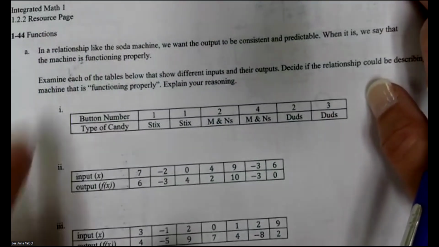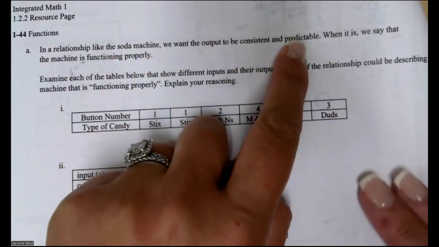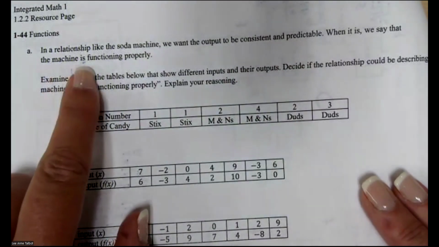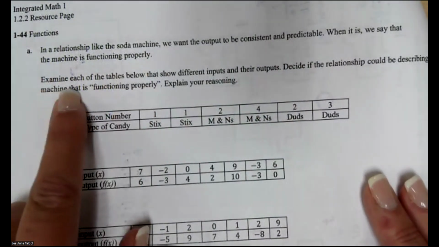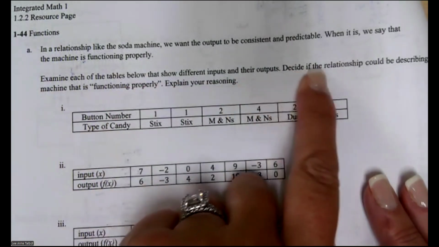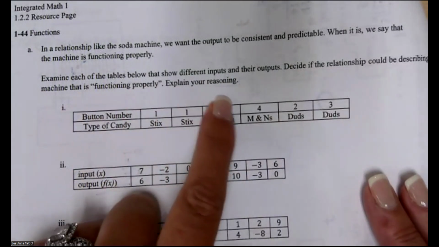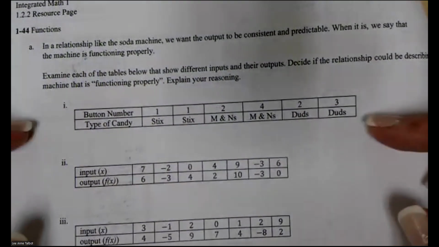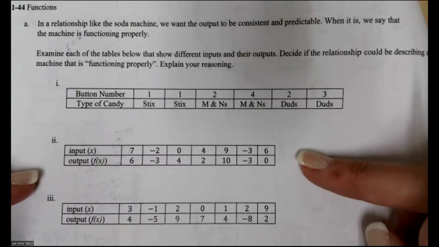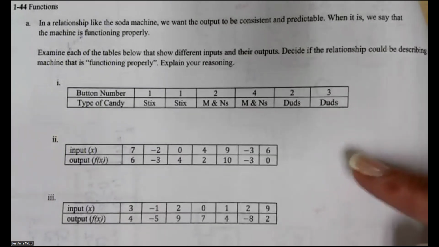44. In a relationship like the soda machine, we want the output to be consistent and predictable. When it is, we say that the machine is functioning properly. Examine each of the tables below that show different inputs and their outputs. Decide if the relationship could be describing a machine that is functioning properly. Explain your reasoning. Okay, and notice they're going to take it from soda, candy, whatever, and then it's going to end up being math. So there's the transition from the context to the math right here.